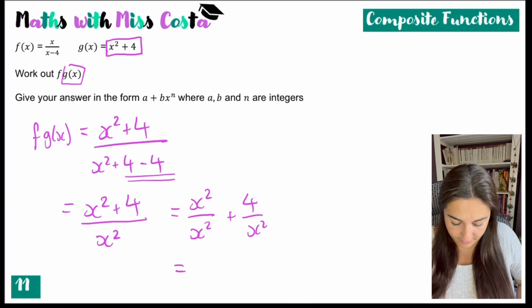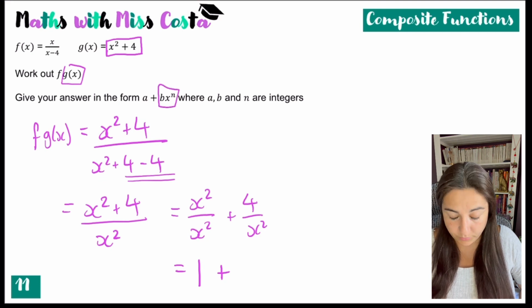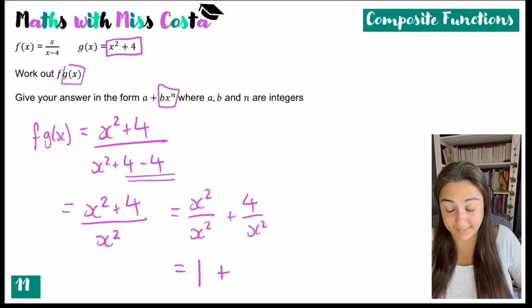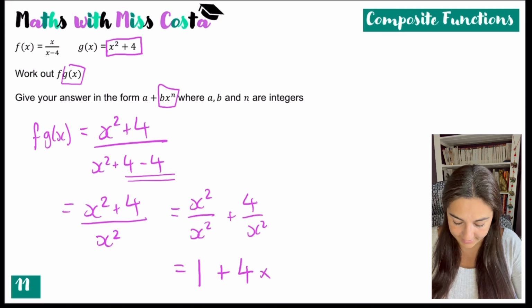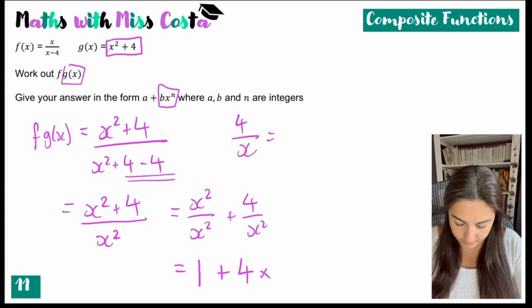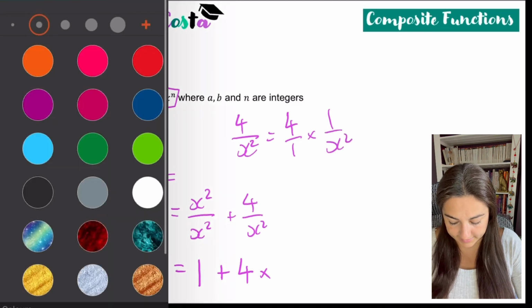And anything divided by itself is 1. So x squared over x squared is 1. 4 over x squared. Well, to write this differently, they've told me that I want to write it in the form b of x to the power of n. So 4 over x squared could be written as 4 lots of 1 over x squared.